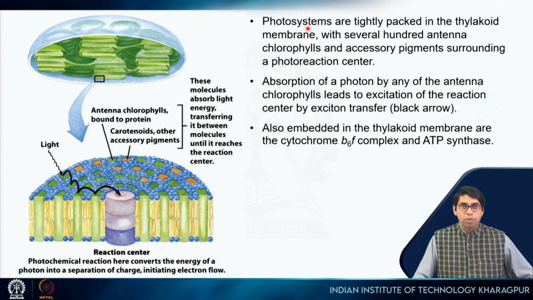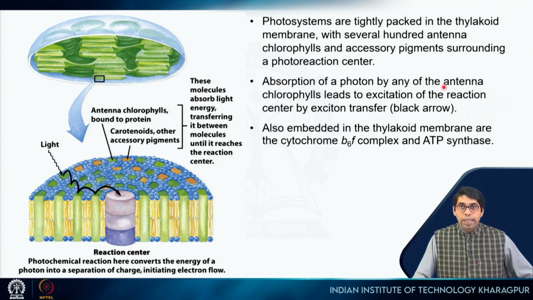The photosystems are tightly packed in the thylakoid membrane with several hundred antenna chlorophylls and accessory pigments surrounding a photoreaction center. So, this is the photoreaction center, right, and this photoreaction center is surrounded by all these antenna pigments. So, they can be chlorophyll, they can be other pigments. We will see the structure of these pigments in the next slide.